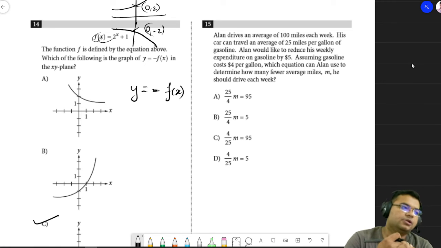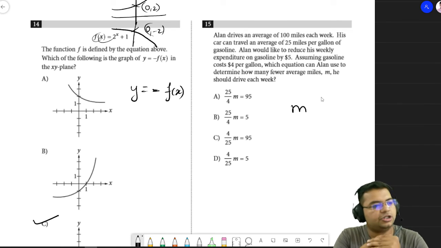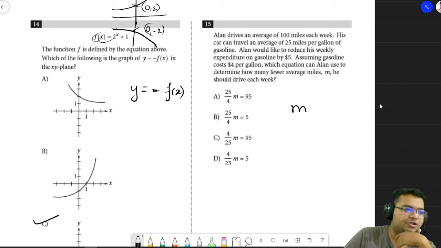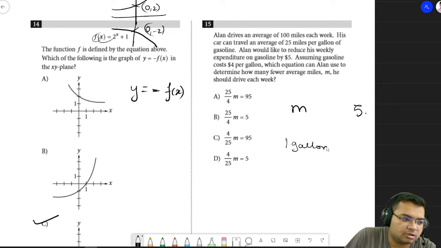Okay. So let's say that if he drives M miles less each week, he will save how much? $5. Okay. Now first we need to build a relationship between the rupees to miles. Okay. So sorry, dollars to miles. So what we can say is assuming that gasoline cost is $4 per gallon. So okay, I can say that 1 gallon is equivalent to how much?